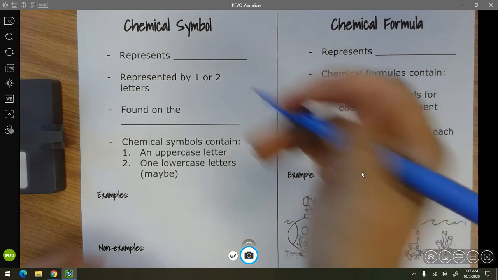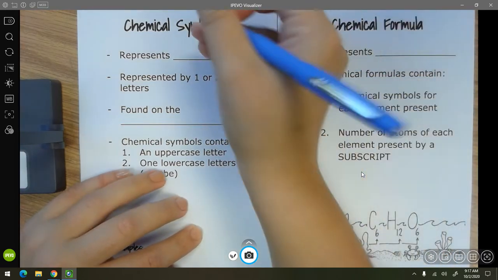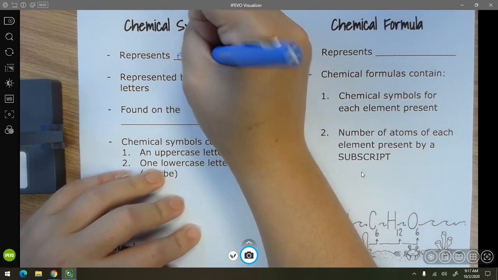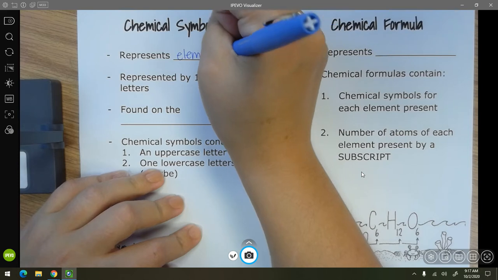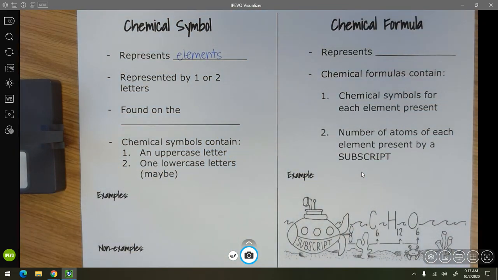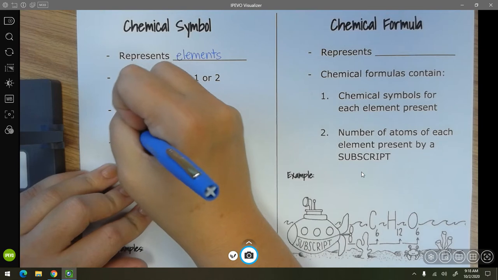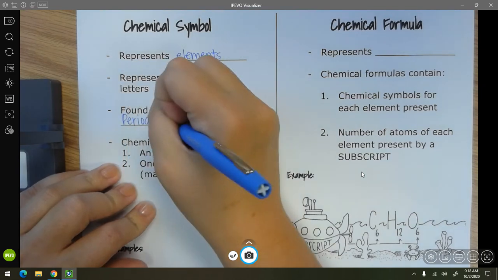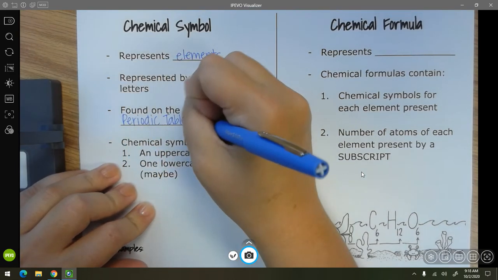So a chemical symbol represents an element. And hopefully you already kind of know what a chemical symbol is because we've done a lot of stuff with chemical symbols. You should have heard that word. You should remember that it was on the element tile that we talked about last week. Okay? So chemical symbols represent elements, and they're represented by one or two letters. They're also found on the periodic table of elements.